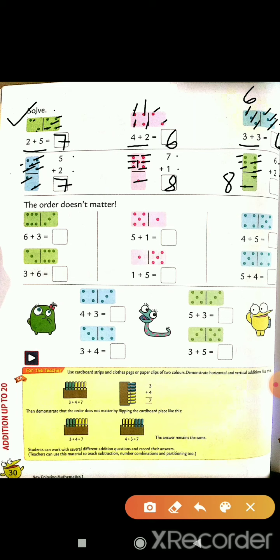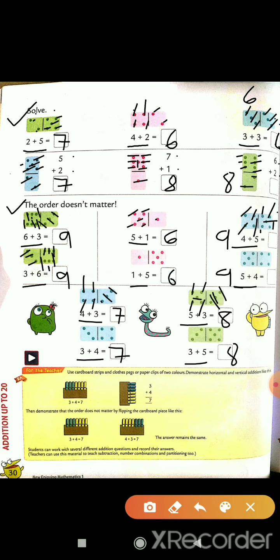5 plus 3 and 3 plus 5. 1, 2, 3, 4, 5, 6, 7, 8. What is the answer here? 8, and 3 plus 5 will also be equal to 8. Got it, students?